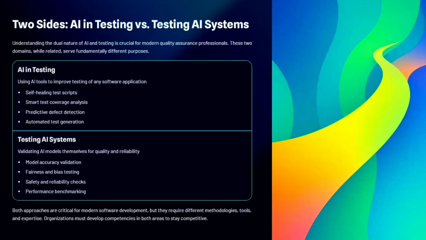Now there are two sides: AI in testing and testing AI systems. AI in testing is different, and testing AI systems is different. AI in testing means, suppose we are using an automation tool like Playwright or Selenium. If we add an AI MCP server, then in that case we can do self-healing of our test scripts. We can write our test cases very effectively, we can proactively do detection, and we can write test cases in an automated manner.